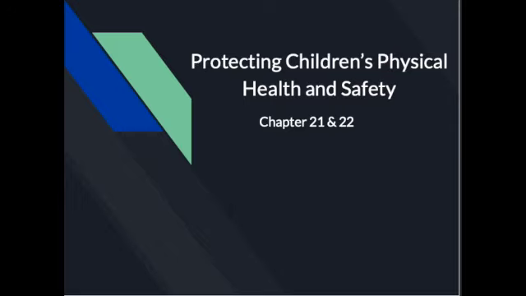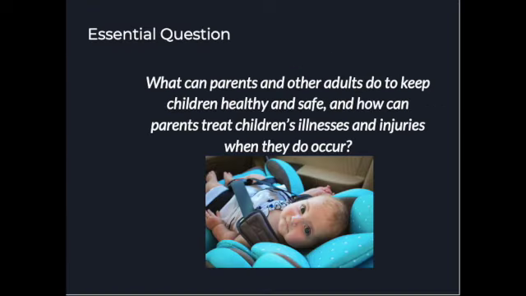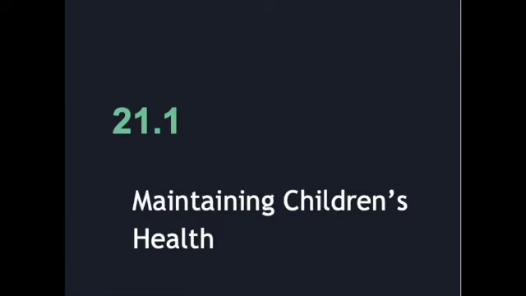All right, welcome to Unit 3, Protecting Children's Physical Health and Safety. The essential question of this unit is what can parents and other adults do to keep children healthy and safe, and how can parents treat children's illnesses and injuries when they do occur? Okay, so Section 1 is maintaining children's health.